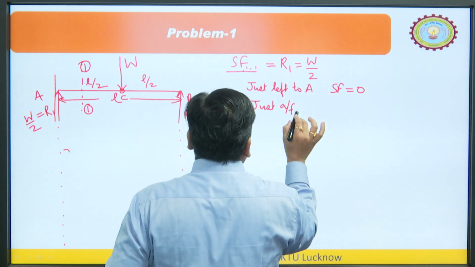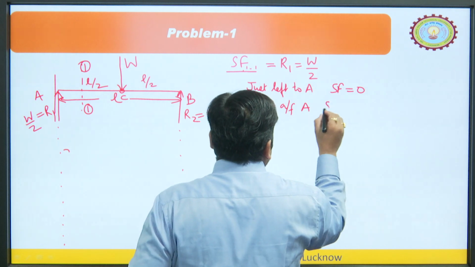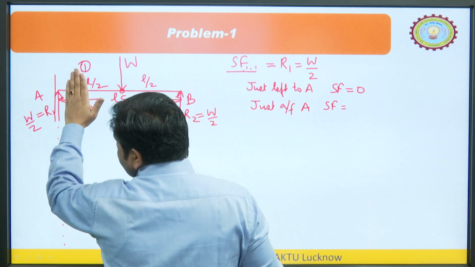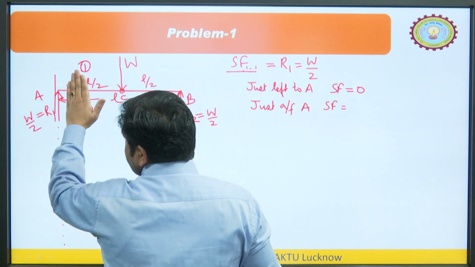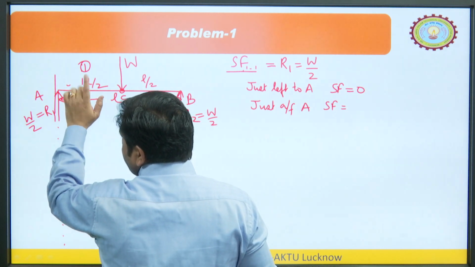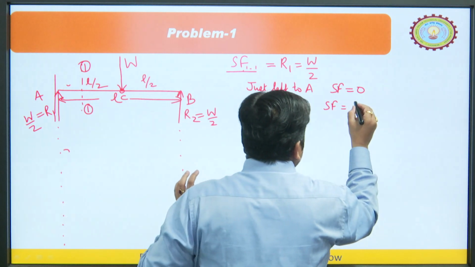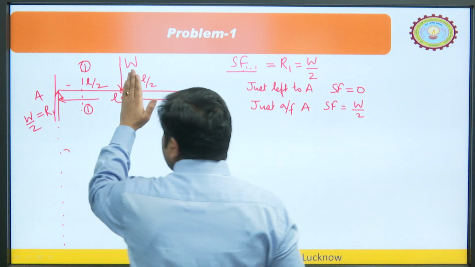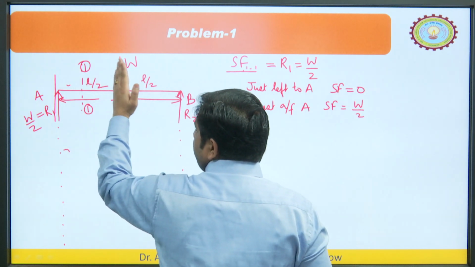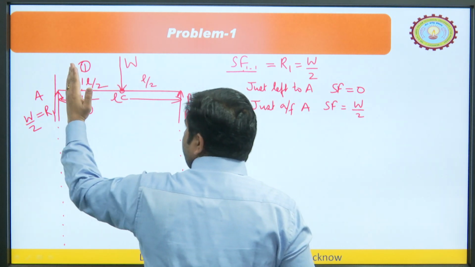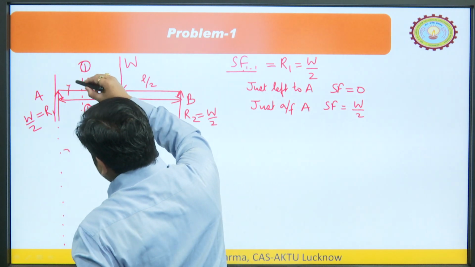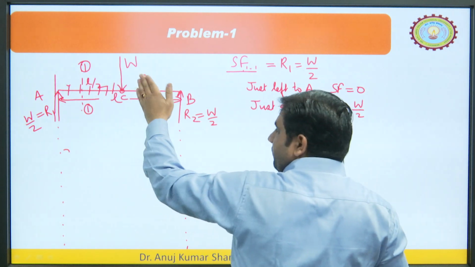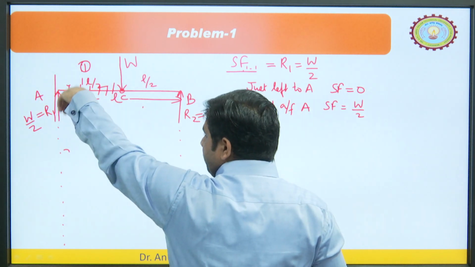So, this is just after point A. The shear force would be how much? When you come just after, meaning just crossed point A, there is one force, and that is W by 2. So the shear force is W by 2. Now, come to point C, because in between there is no variation, no force. Whatever the shear force is here, you will have the same value everywhere in between, because no other force is being added.